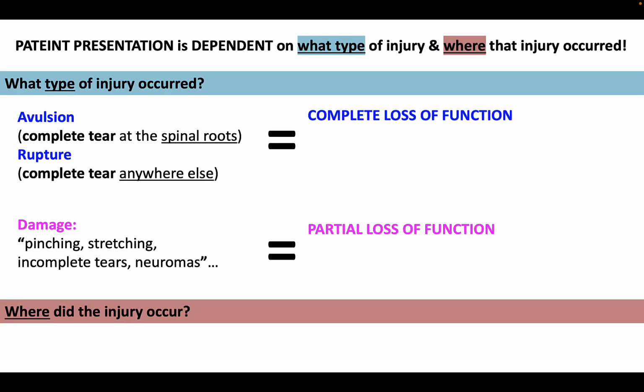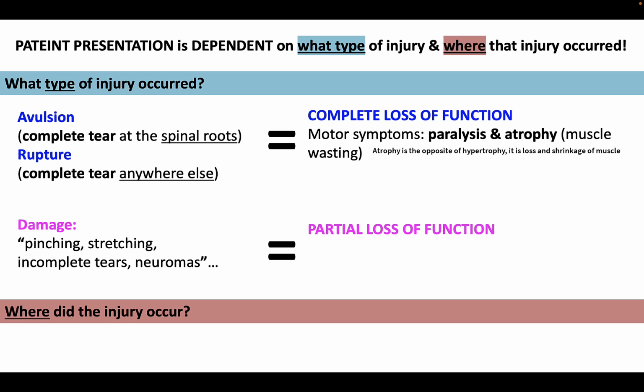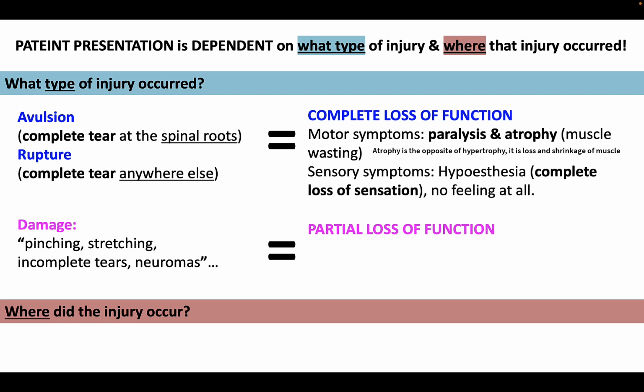An avulsion or a rupture will cause a complete loss of function, whereas damage will cause a partial loss of function. There are really specific things that happen to muscles and skin that those nerves innervate when complete loss versus partial loss occurs. So our motor symptoms when we completely avulse or rupture something are paralysis and atrophy, which is muscle wasting. Sensory systems are hypoesthesia, complete loss of sensation, no feeling at all, not even pins and needles.